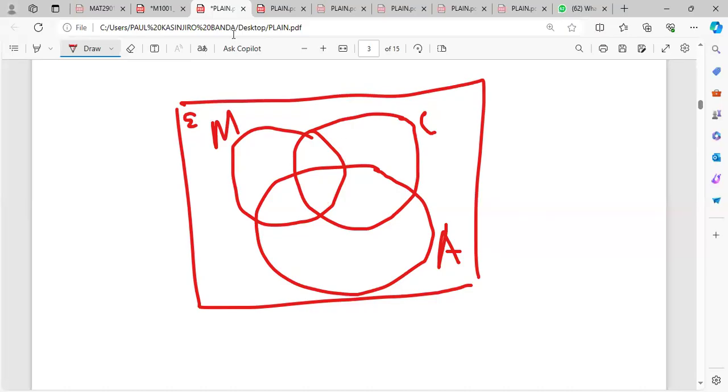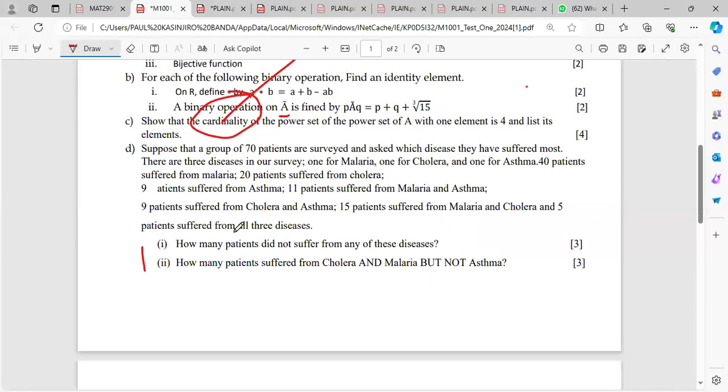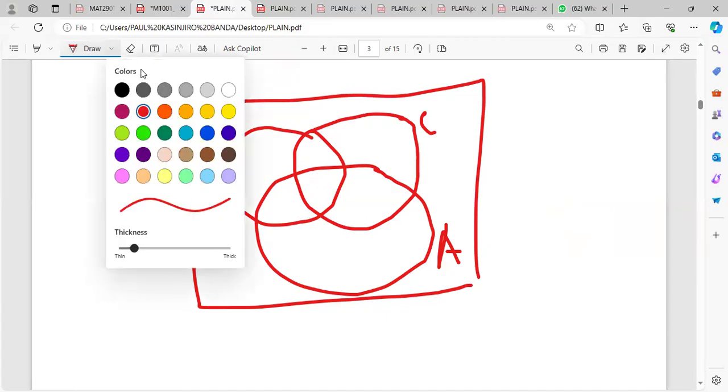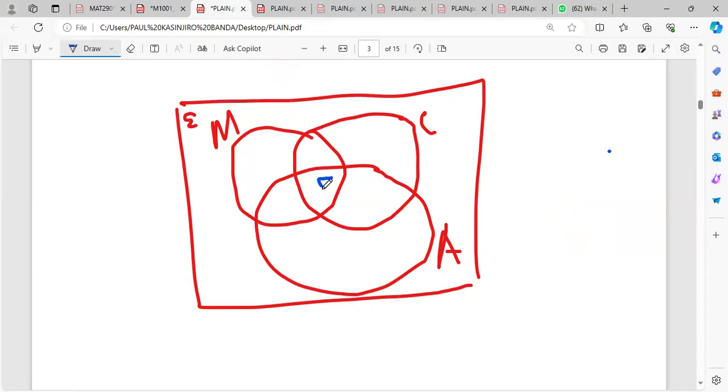Okay, so for such questions, you always start where you have the intersection of all the 3 diseases. So here they're saying 5 patients suffered from all the 3 diseases, right? So it means here where all these elements are intersecting, I'm going to put 5. These 5 suffered from all the 3 diseases, right?